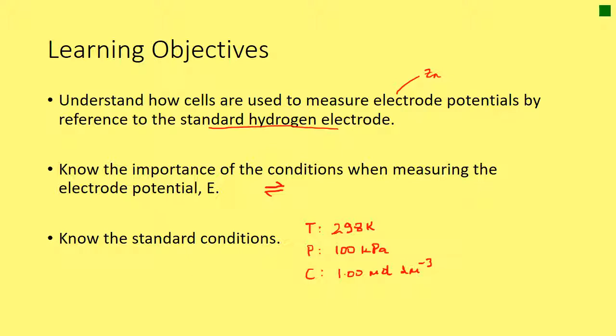Then we went through and listed out the standard conditions, whereby temperature was 298 Kelvin, pressure was 100 kilopascals, and concentration was 1 mole per decimeter cubed. They were the standard conditions, which you now know. So I think we can say that those learning objectives have been covered off.